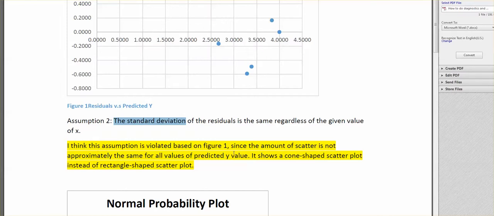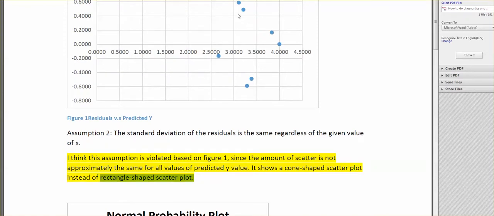If it is the same, then this assumption is not violated. If the shape of the dots looks like a rectangle-shaped scatter plot, then this assumption is not violated. For this example, you can see it's not a rectangle shape, it looks cone shaped. So we think this assumption is violated based on this plot, called residual versus predicted y value.